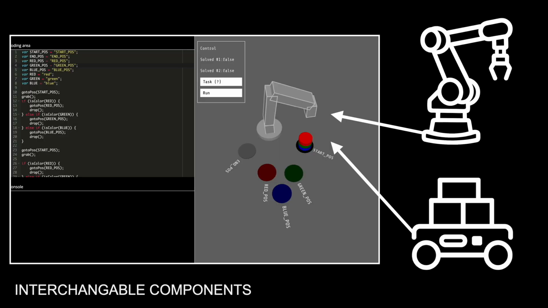Similarly, the way this is unified also allows us to create interchangeable components. So right now we are using the robot arm as a metaphor, but we could just as well use a robot platform as seen in warehouses to move packages around.